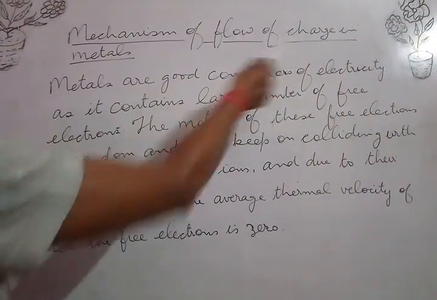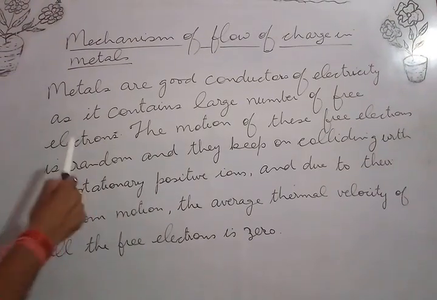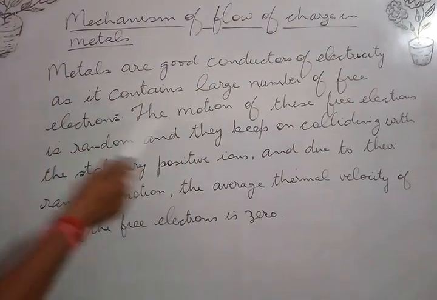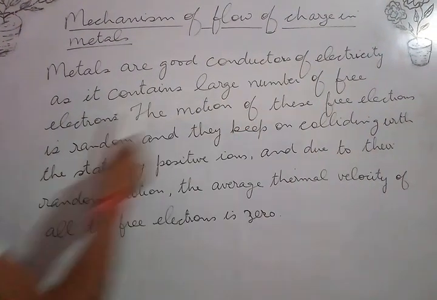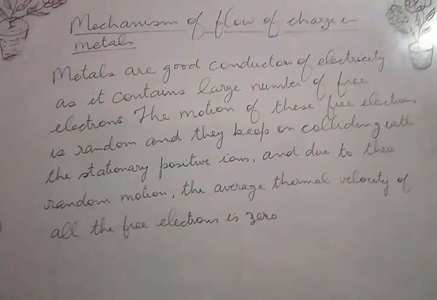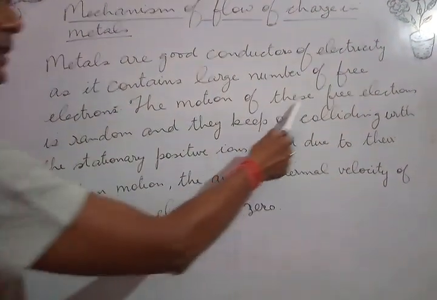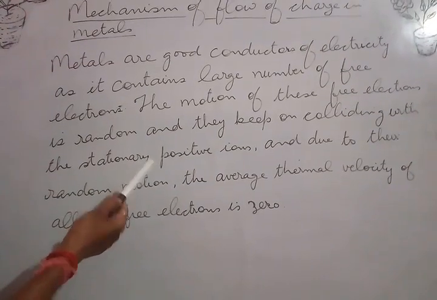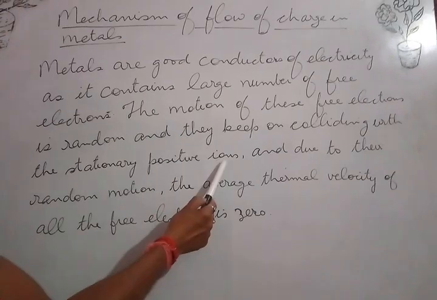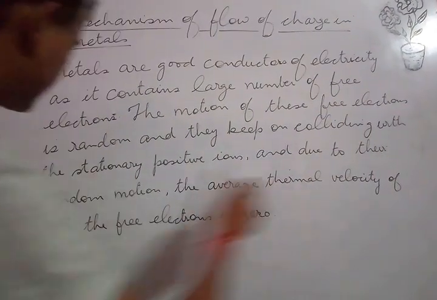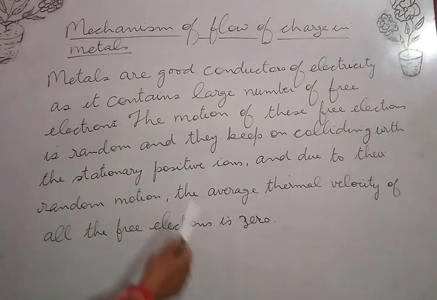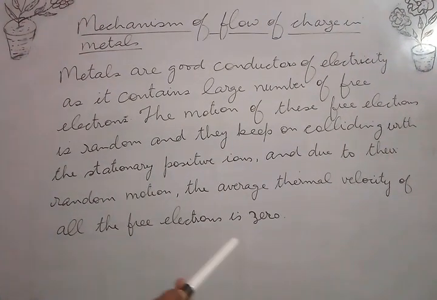Mechanism of flow of charge in metals. We all know that metals are good conductors of electricity because they contain a large number of free electrons. Now the motion of these free electrons is random. They move randomly and keep colliding with the stationary positive ions. Due to their random motion, the average thermal velocity of all the free electrons is 0.